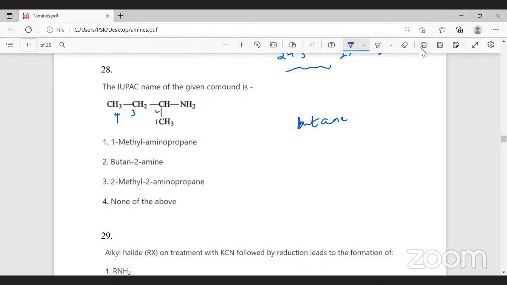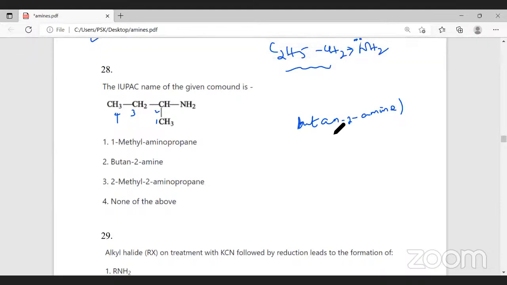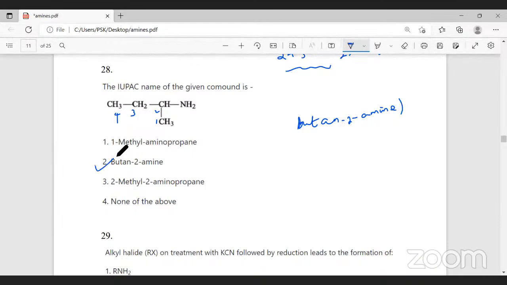Since we have an amine, we remove this E and write amine. This amine is at second position, therefore it's written as butane-2-amine, the name of the molecule. Therefore, the answer for this question is option 2.